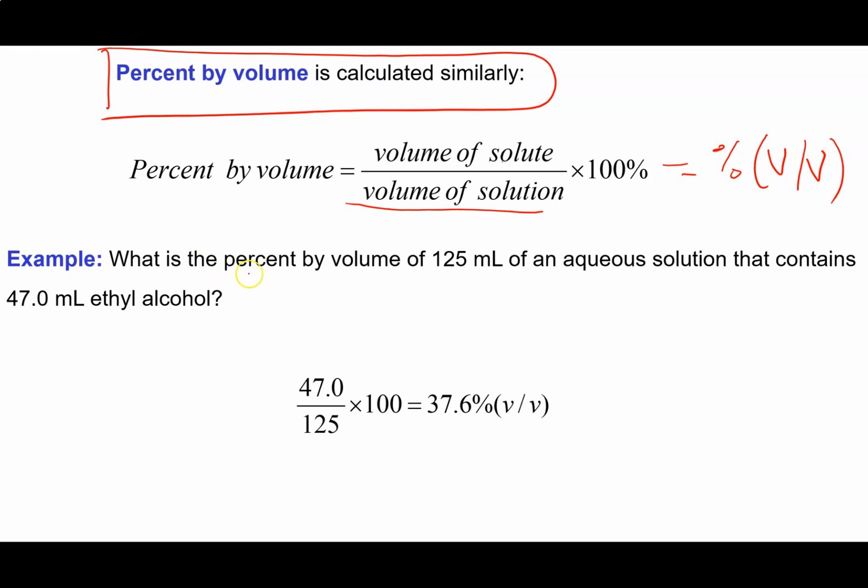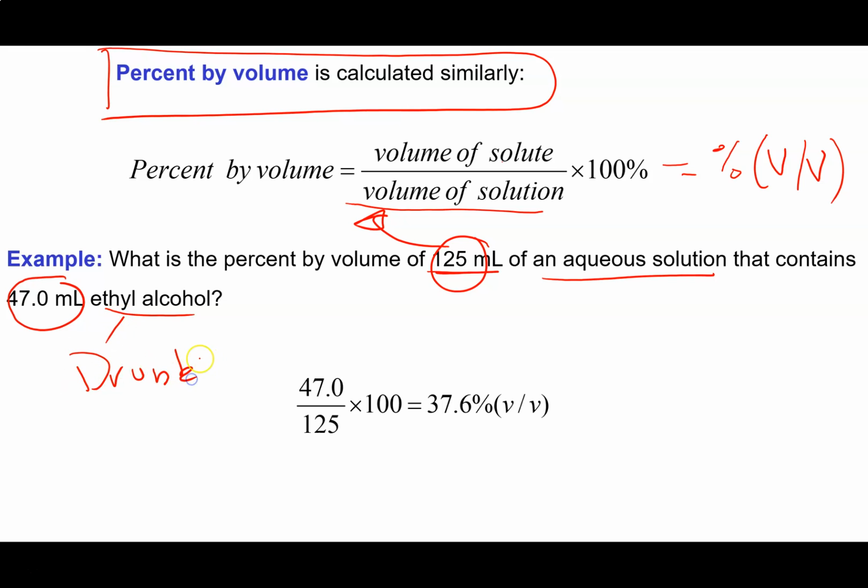So it says, what is the percent by volume of 125 mils of an aqueous solution? So that's my volume of solution. That contains 47 milliliters of ethyl alcohol. Ethyl alcohol is the stuff that gets you drunk. And so that's going to be my solute. It's the smaller component. So it's volume of solute over volume of solution times by 100.